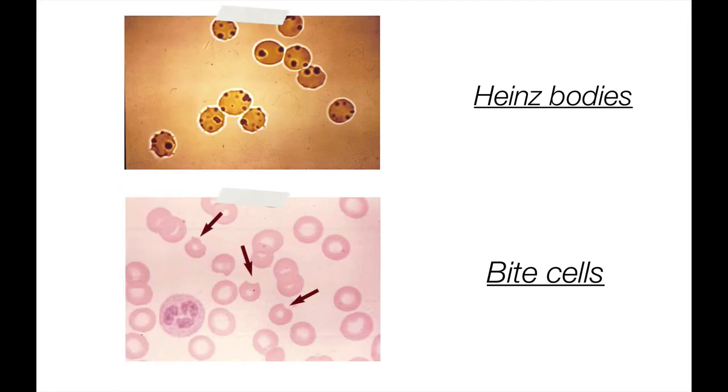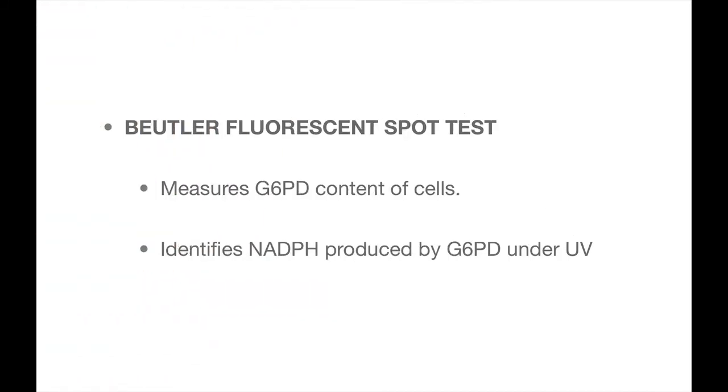On the blood film, there are some characteristic changes that you should be able to recognize, at least by name. These are Heinz bodies, which are little cellular inclusions, and bite cells, which literally are red cells which seem to have had a bite taken out of them. If you want to diagnose this condition definitively, you can do the Beutler fluorescent spot test, which essentially measures the G6PD content of the cells. It's important to note that this test should only be done when the patient is outside of an acute episode.